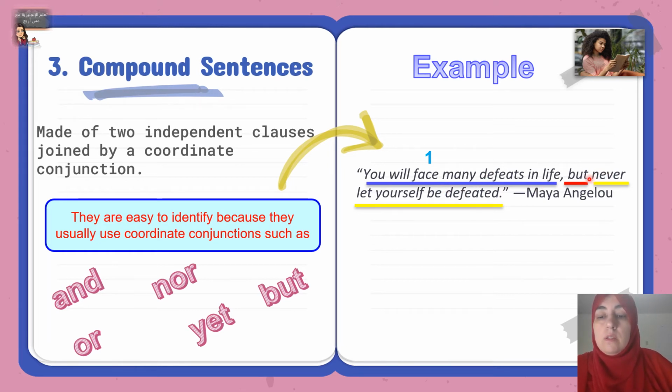Let's look at the second then. Here we have a coordinate conjunction, but it's one of these here. And then we have another part. Never let yourself be defeated. So this is also a full independent clause. And they are joined by but again. Now there are also many other, we call them coordinate conjunctions, but we're gonna just suffice with these here.